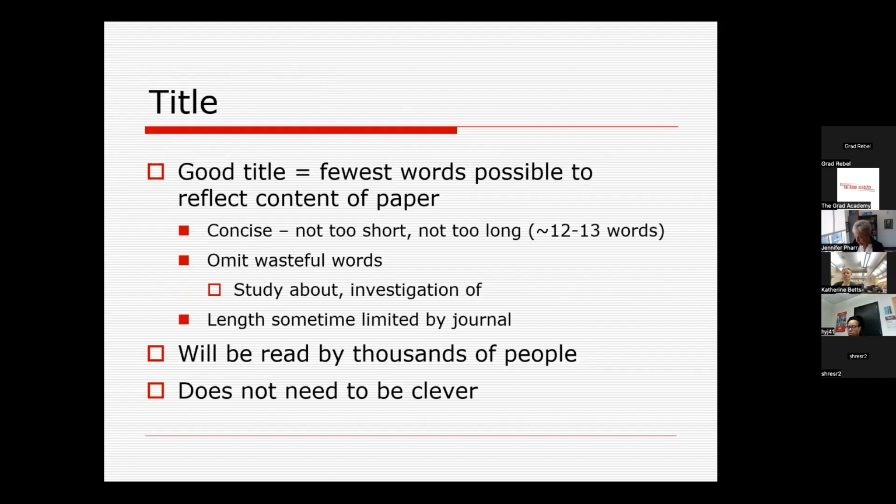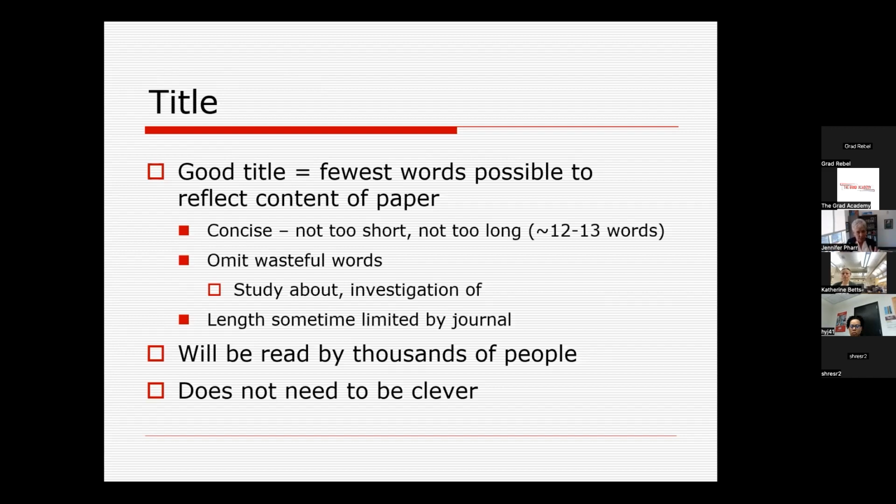I think another part of a thesis, dissertation, or scholarly article that people really struggle with is writing a title. How do you write a good title for your scholarly paper? Well, usually a good title has as few words as possible that reflect the content of the paper. You want to be concise. You don't want to be too short or too long. Typically, a good title is about 12 to 13 words.